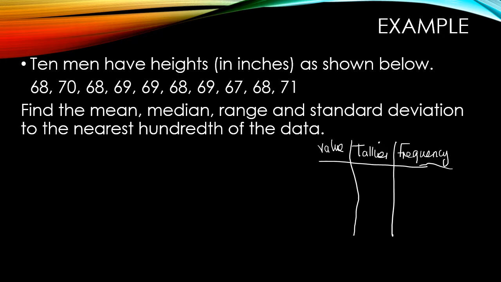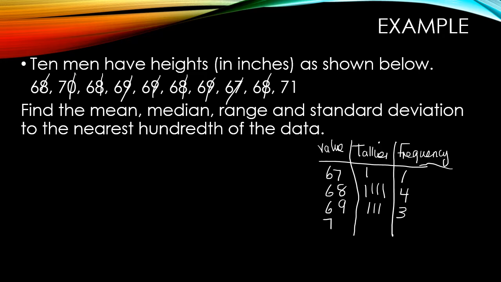So in this data set, I see 67 once, and I see 68 four times. I see 69 three times. I see 70 once, and I see 71 once. And when I add the frequencies, I should end up with the same number of data points that I have at the top. I have 1 plus 4 plus 3 plus 1 plus 1 is 10, and I have 10 data points. That means I did not forget any data points.